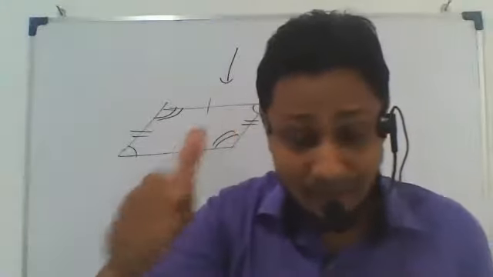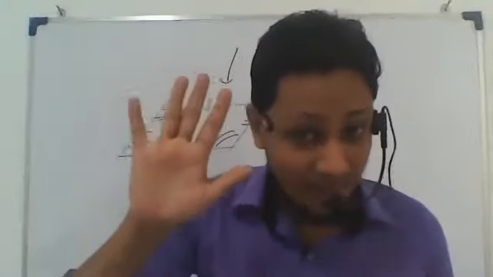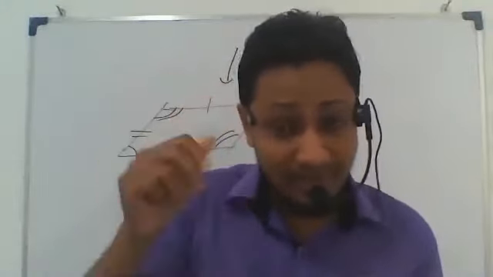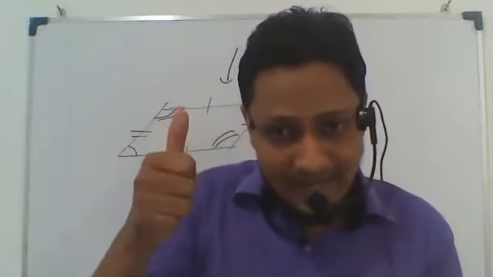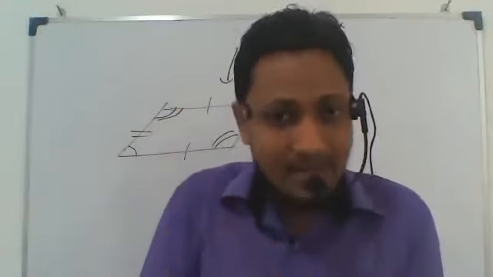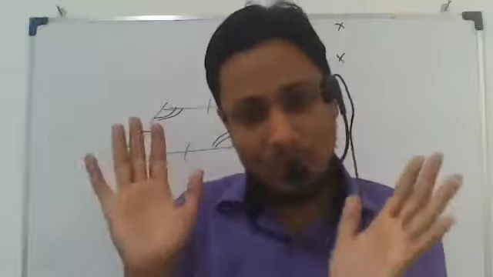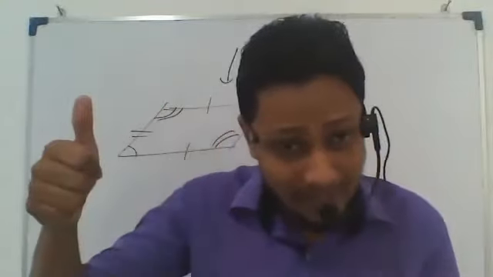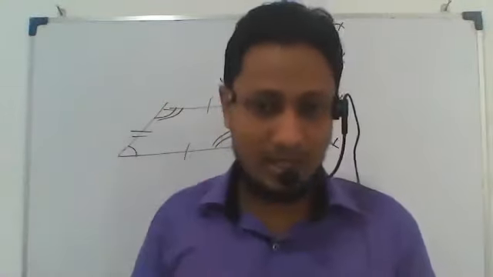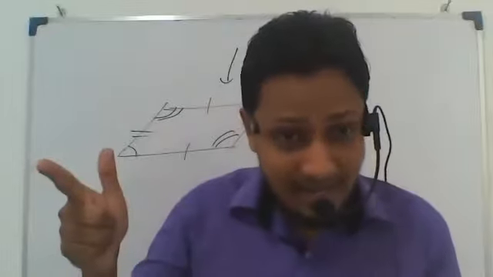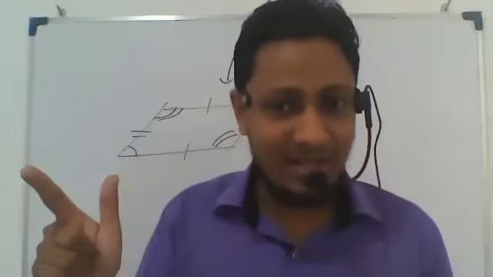The properties of the parallelogram. 5 points are there. Look at the first one. You have to memorize this one. Opposite sides are equal. If anyone says this is a parallelogram, you should know what that is. Opposite sides are equal. Opposite angles are equal.